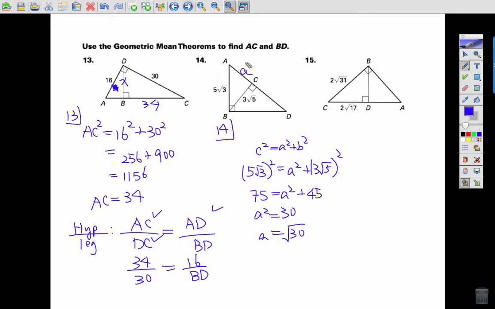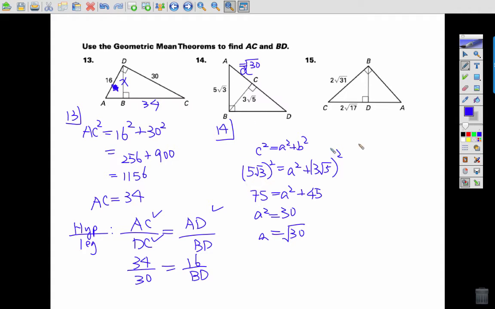But the good news is now, if I know this part equals root 30, I'm asked to find BD, right? Oh, I'm asked to find AC, and I found AC. And now I have to find BD. So let's see. What's the best way to find BD? I can use my leg theorem, find CD, and then I would know the whole length. Then I can use Pythagorean theorem to find this. But is there another way to find it?